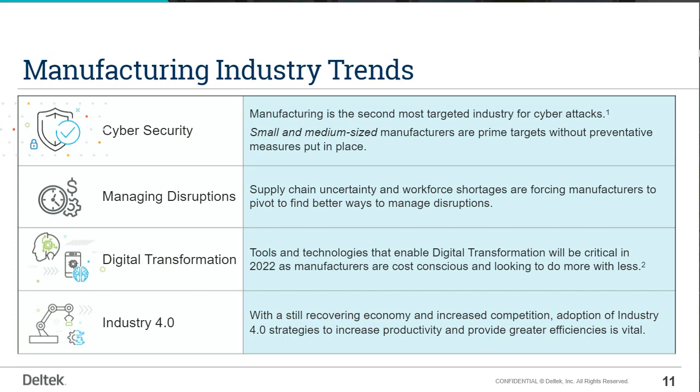Managing disruptions, you'll see that throughout the manufacturing industry right now, trying to become more agile. Supply chain uncertainty and workforce shortages are forcing manufacturers to pivot and find better ways to manage disruption.